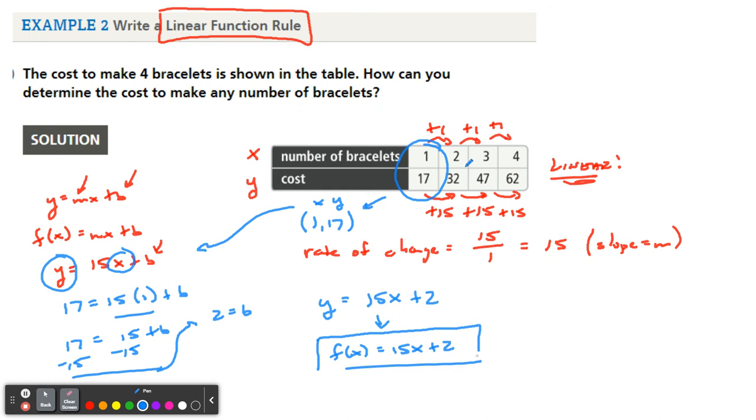And now you could plug in any number of bracelets for x, and you'll get out how much it's going to cost for y.